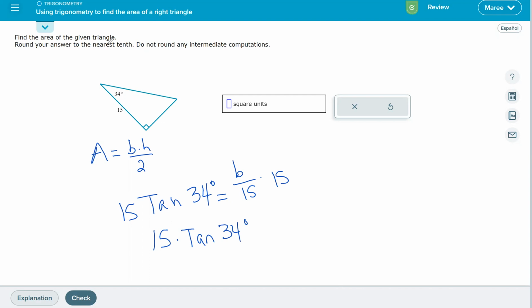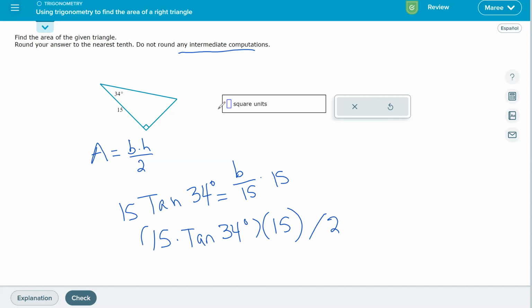I'm actually going to leave the answer. I'm not going to round till the very end, and that's what they mean here. Don't start your rounding until the very end. I have that number in my calculator, so I'm just going to go ahead and multiply that by the height, which is 15, and then I'm going to divide by 2, all within one step.